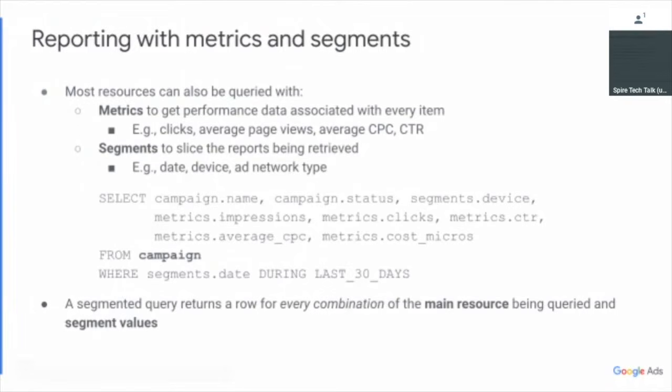And as you can see here, you don't have to do any fancy joins. It's all included. All you have to do is just put that additional criteria into your select query. In addition, like I said, group by, you can use segments.device here. Makes your life a lot easier. And then finally, in that where clause, we can filter our results by date to just see the last 30 days. When you run a query like this, the result that you get will be a unique row for every combination of the main resource and segmented values.